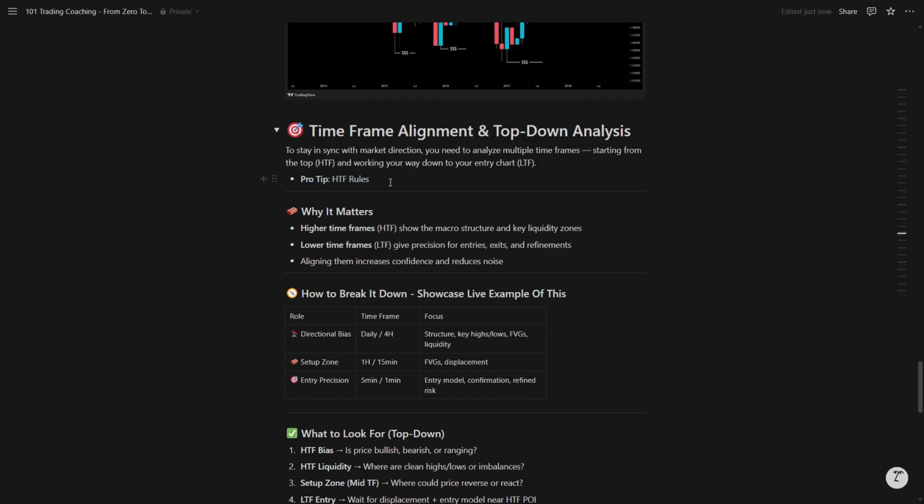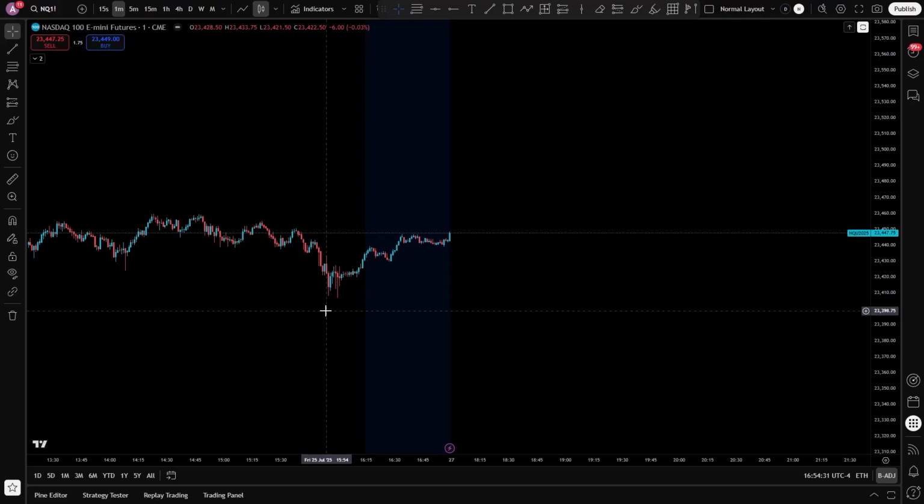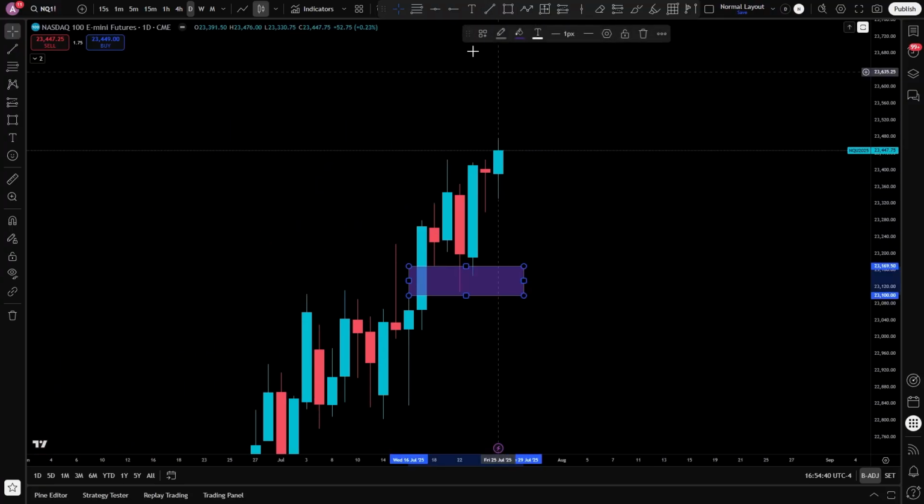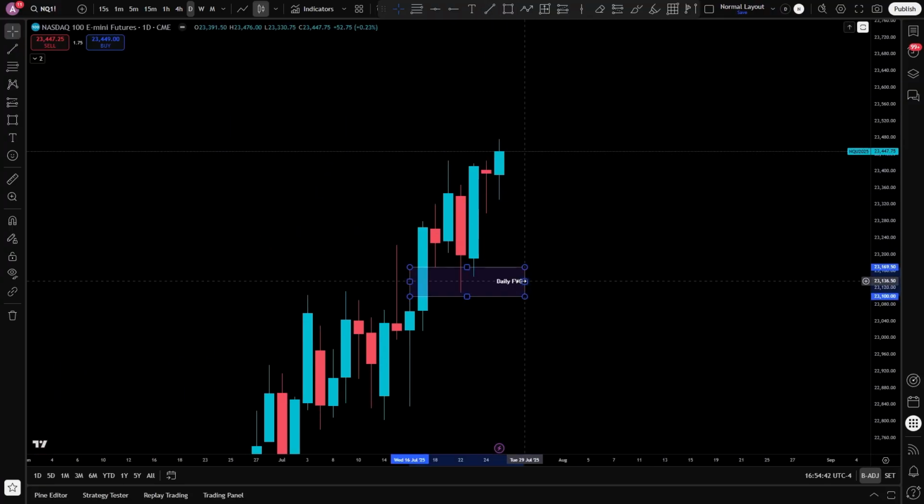So if you have a daily fair value gap and a 1 minute fair value gap, which one is going to be more important? I think the daily. Exactly, because the higher time frame rules. So these concepts can also be used. Let's find an example. So right here we have a daily fair value gap.